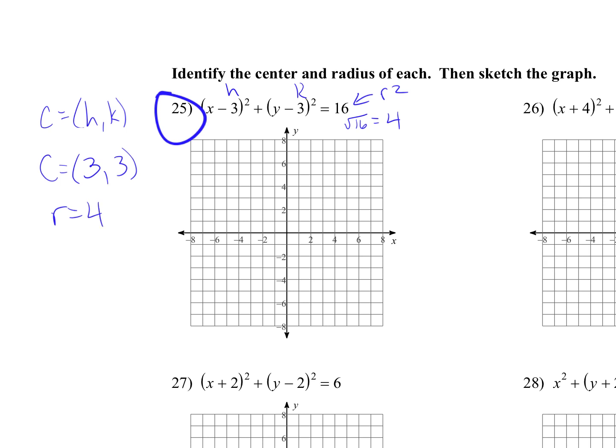Then you just plot it. 3, 3 is right here. And then your radius, you go up 4, right 4, down 4, left 4. So 1, 2, 3, 4. 1, 2, 3, 4. So like that, and then you just draw the circle. Hopefully your circle looks better than mine, but that's it.